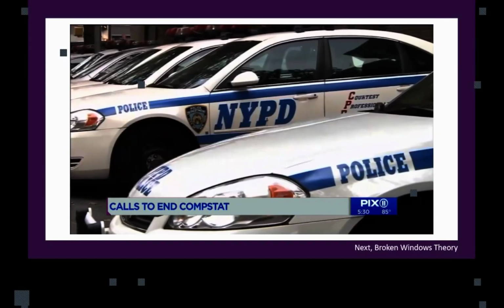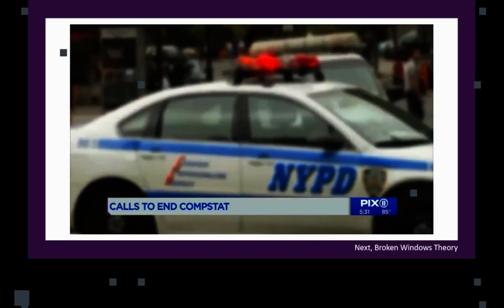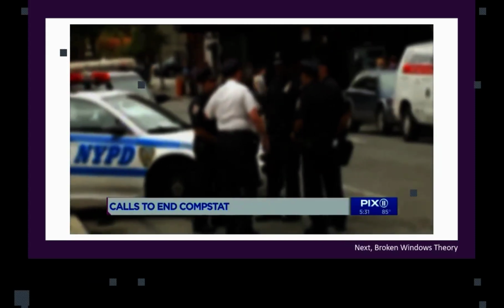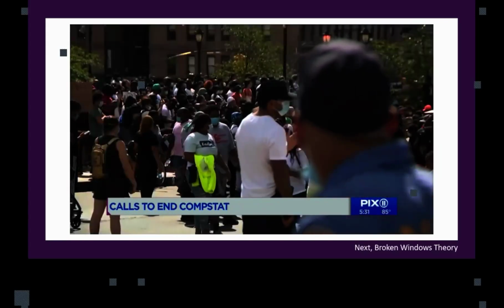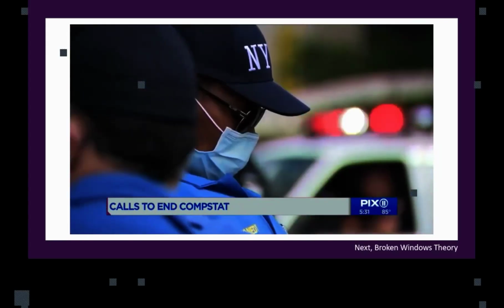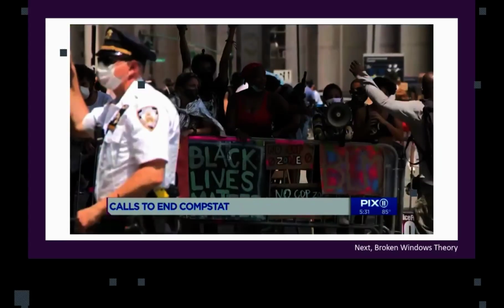It was begun in 1994 to help reform the NYPD by making commanders more accountable for crime fighting in their precincts. Get off our necks! I can't breathe! But as protests against police increase, there's been a call to eliminate CompStat. But that call is not necessarily coming from protesters.